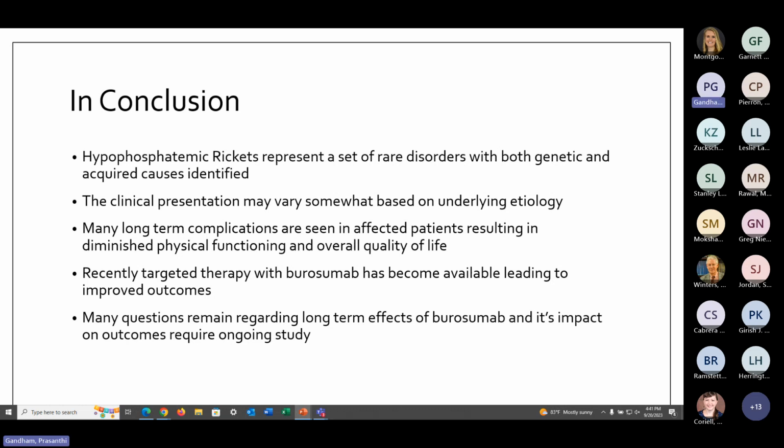So in conclusion, hypophosphatemic rickets represents a set of rare disorders with both genetic and acquired causes identified. The clinical presentation may vary somewhat based on underlying etiology. Many long-term complications are seen in affected patients, which can result in diminished physical functioning and overall reduction in quality of life. Recently targeted therapy with burosumab has become available, leading to improved outcomes. And many questions remain regarding long-term effects of burosumab and its impact on outcomes which require ongoing study.